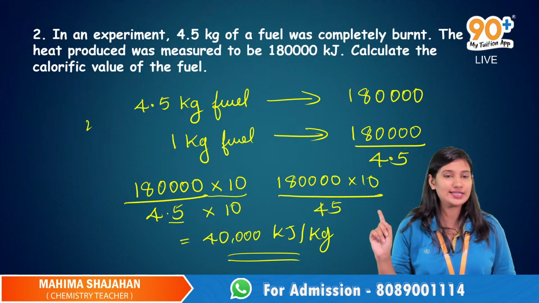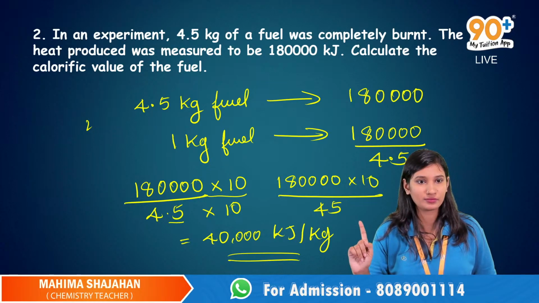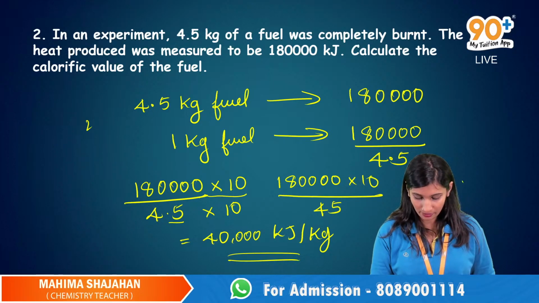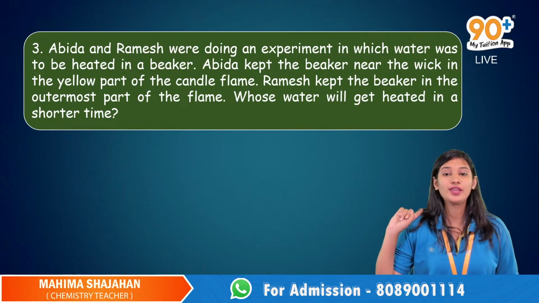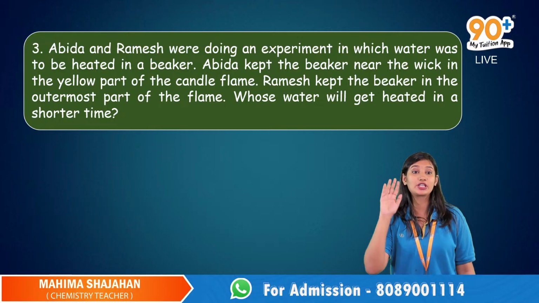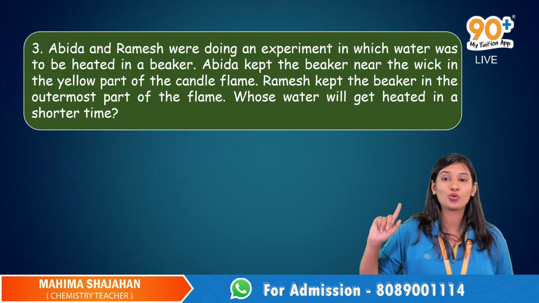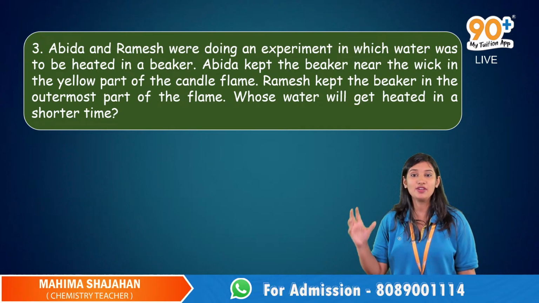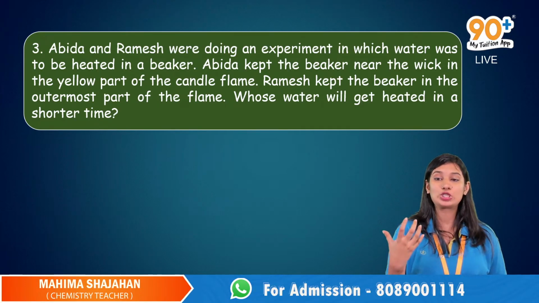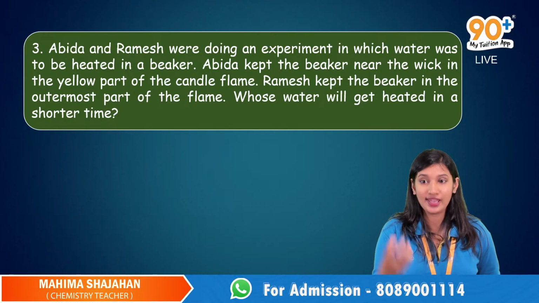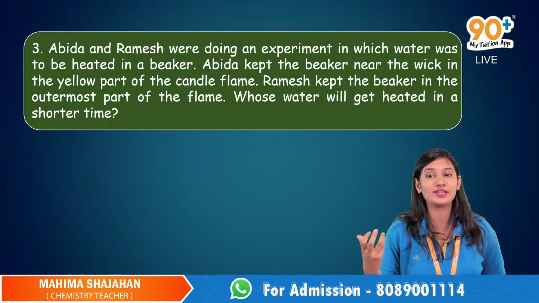Any doubts in this question, anyone? No doubts in this question, right? Yes, alright. Now, third question. You can take a screenshot. Okay, first take a screenshot. Abida and Ramesh were doing an experiment in which water was to be heated in a beaker. Abida kept the beaker near the wick in the yellow part of the candle flame.